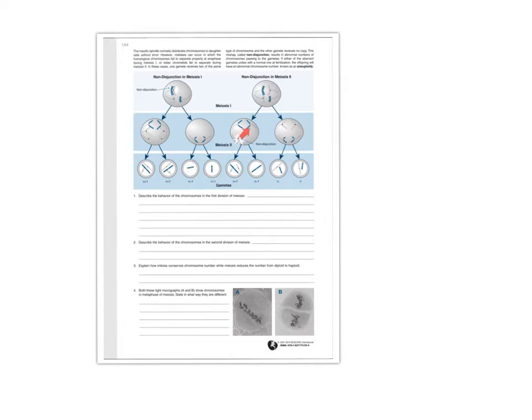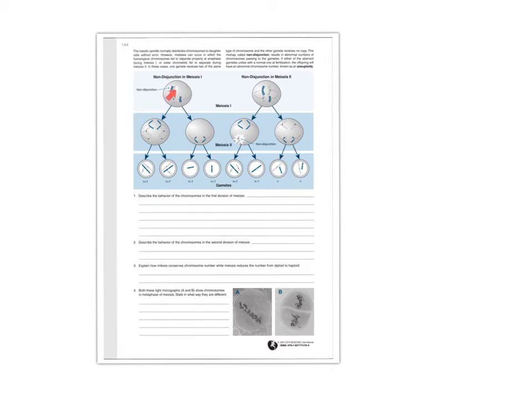So non-disjunction in meiosis 2, let's say it happens in meiosis 2 instead of meiosis 1. Here we're able to separate the homologs fine, but then when we go to separate the sister chromatids, this pair of sister chromatids don't separate. The junction stays. There is no disjunction, so non-disjunction. There's no separation. So you end up with only 1 chromosome number 1 here, no number 2s, and 2 chromosome number 2s, and only 1. Where over here, you have this normal number.